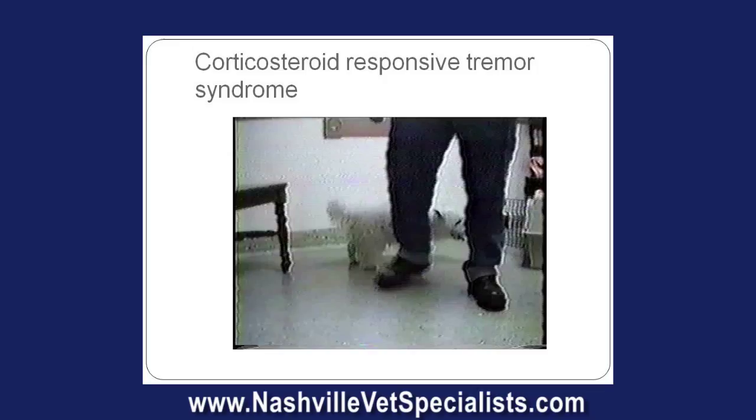So these dogs are treated again with steroids, typically a tapering course over a few months, and they seem to do better if you also concurrently treat them with Valium. And the prognosis, again, is really good for these guys. You mean oral Valium? Oral Valium. Mm-hmm. Oral Valium 3 times a day.